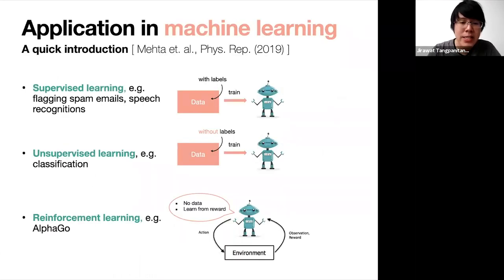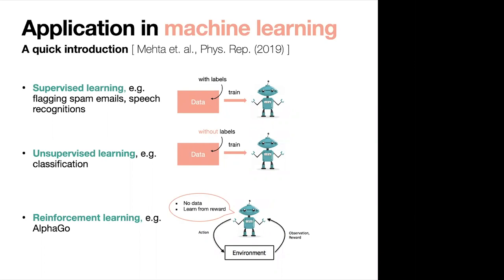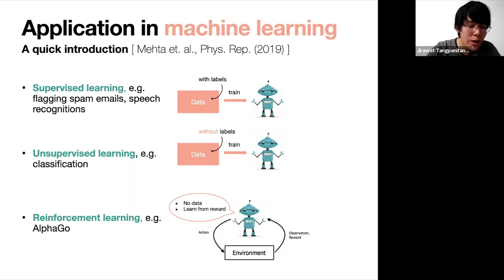One of the applications that people are interested in is machine learning. For a very quick introduction, you can divide machine learning into three types. You have supervised learning, where you train on data with labels, for example flagging spam email or speech recognition. You have unsupervised learning, such as classification, where you train without labeled data. And you have reinforcement learning, where you let the machine try something and then give it a score, whether this is a good thing to do or a bad thing to do. This is like AlphaGo, for example.